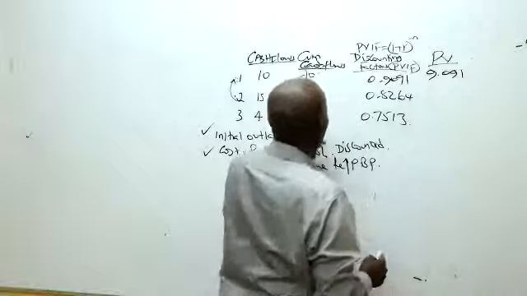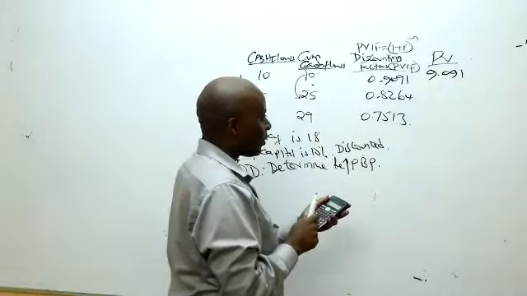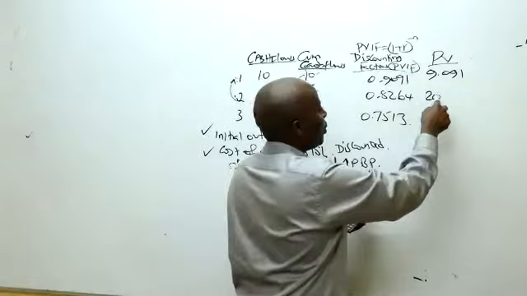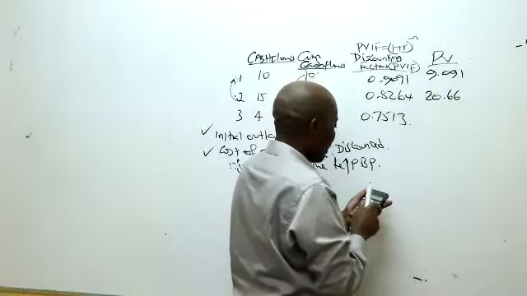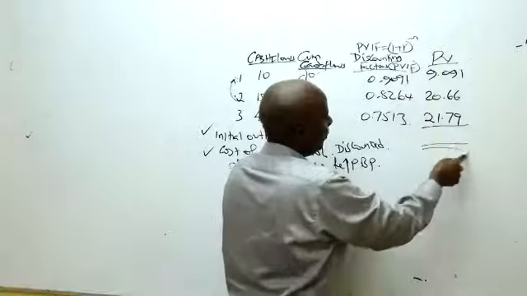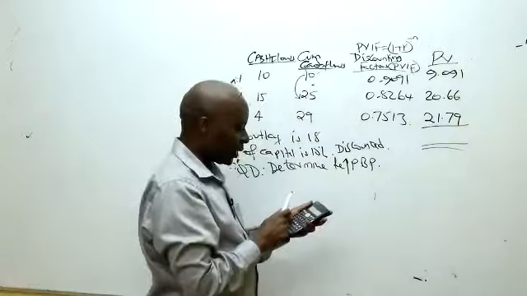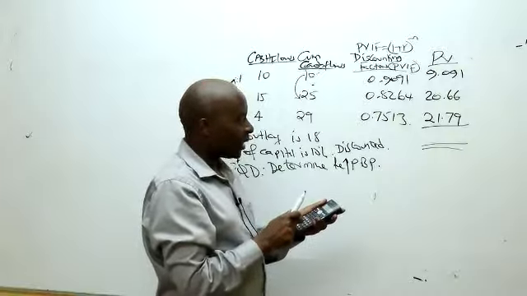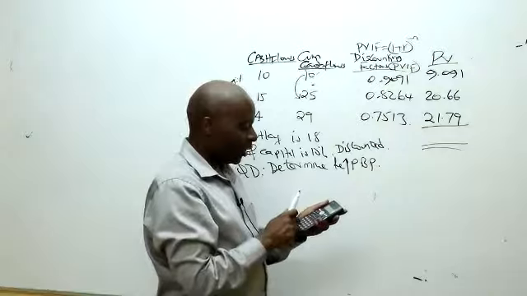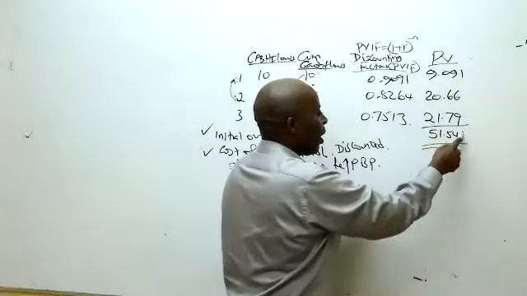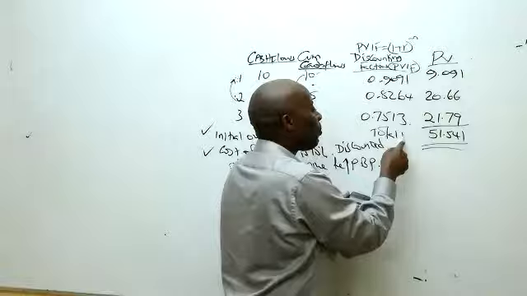So please come and multiply, like now this and this will give me 9.091. And then we have 25 and that. So we have here 25 times 0.8264, giving me 20.66. And then lastly, we have 29 times 0.7513, giving me 21.79. Now from there, ladies and gentlemen, come and give us the total: 21.79 plus 20.66 plus 9.091, which in this case I'm getting as 51.541. This one here will be called the total present value.